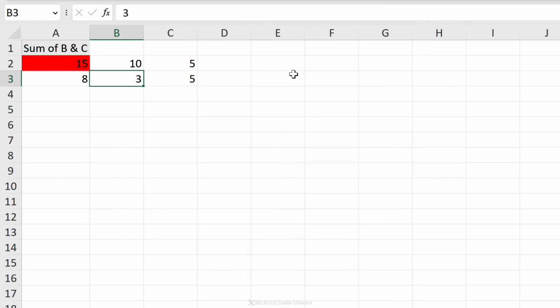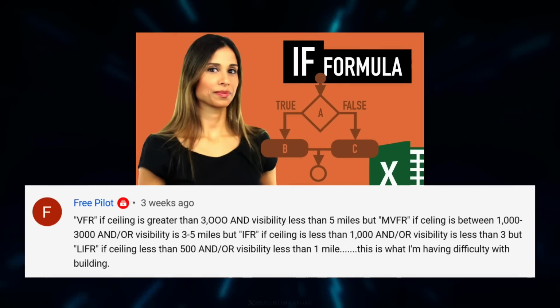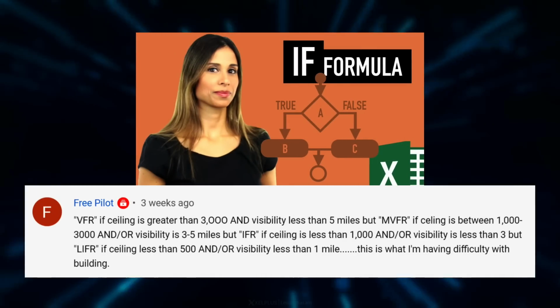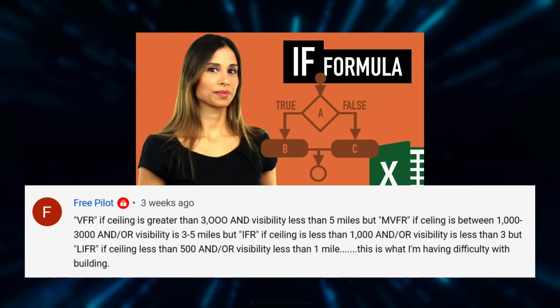We're going to go above 10 here. Looks great. Let's copy these down. And I'm just going to add some random numbers to these. That's amazing. That works. Next question is about nested IF functions that we all struggle with. So this comment is from Free Pilot, which was under the IF formula video.